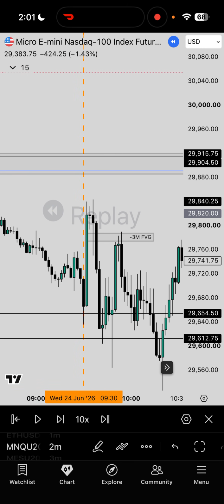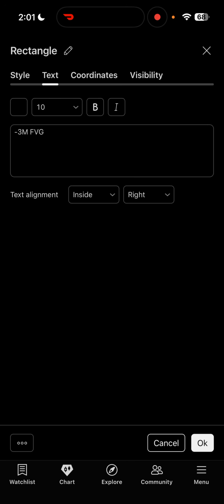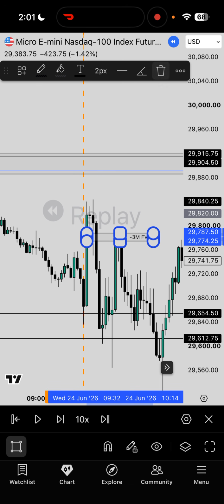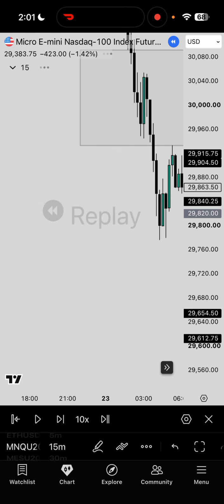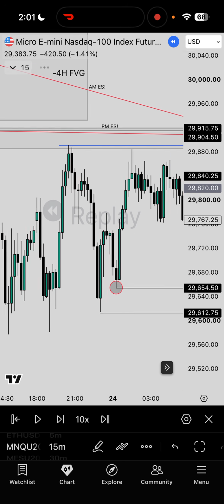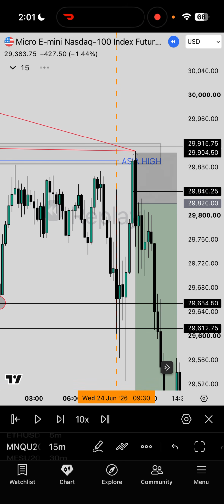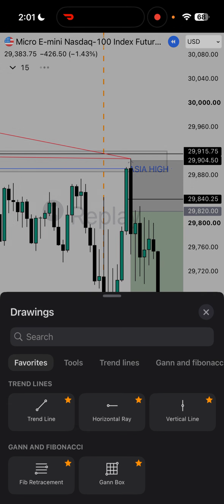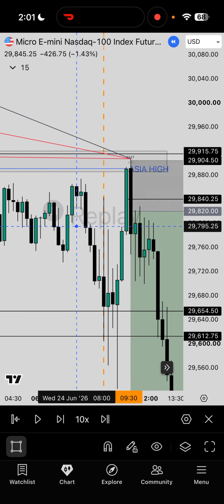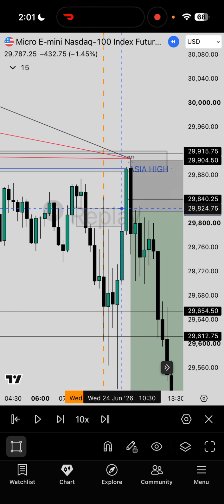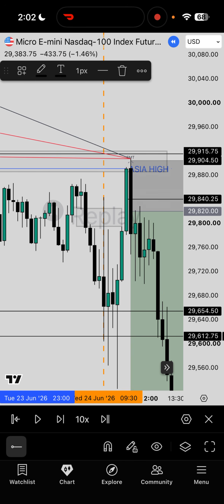We had... Let me delete this. If you go on a 15-minute time frame, we had a 15-minute gap, and also it was a 30-minute gap. So 15 plus 30 on here.